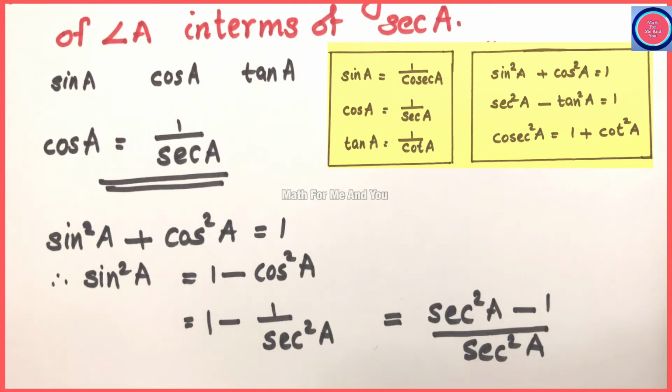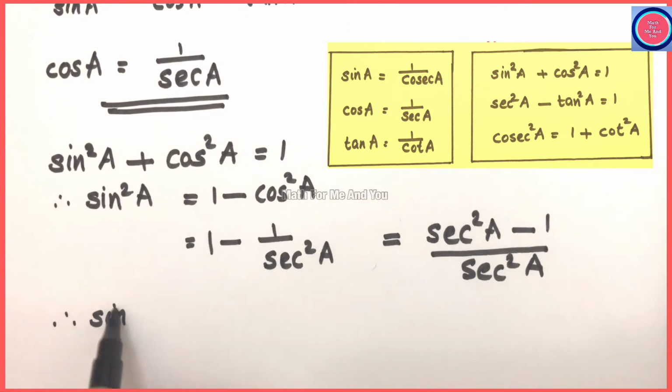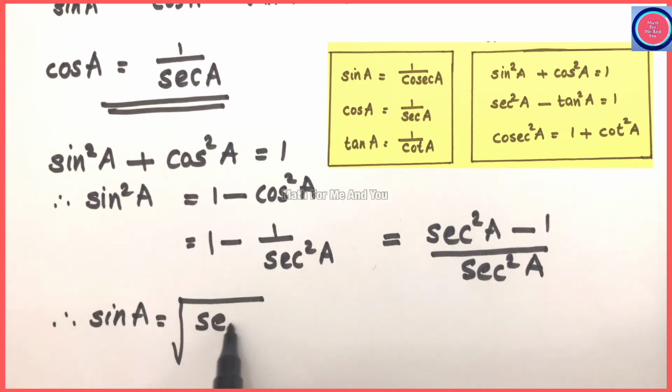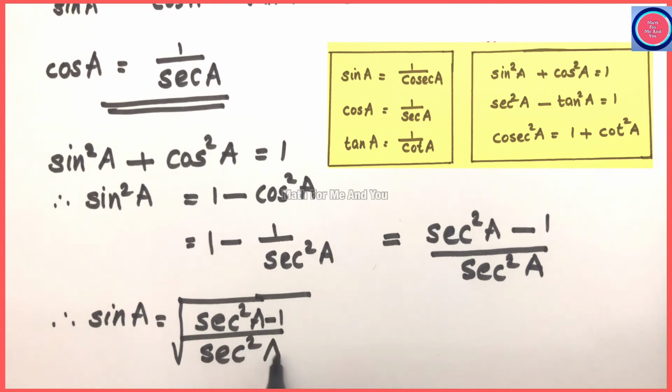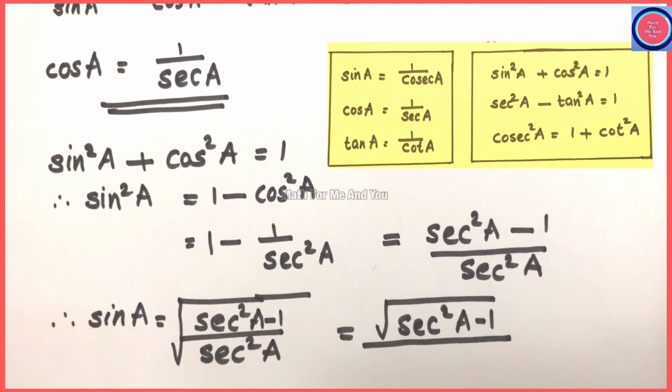What we need is sine A, so take the square root of both sides. On the left side we get sine A, and on the right side we get the square root of sec square A minus 1 divided by sec square A. The right side is a fraction, so take the square root separately. We get the numerator root of sec square A minus 1, divided by the denominator, which is a perfect square. When we take the square root we get sec A. See, we have changed sine A in terms of sec A.